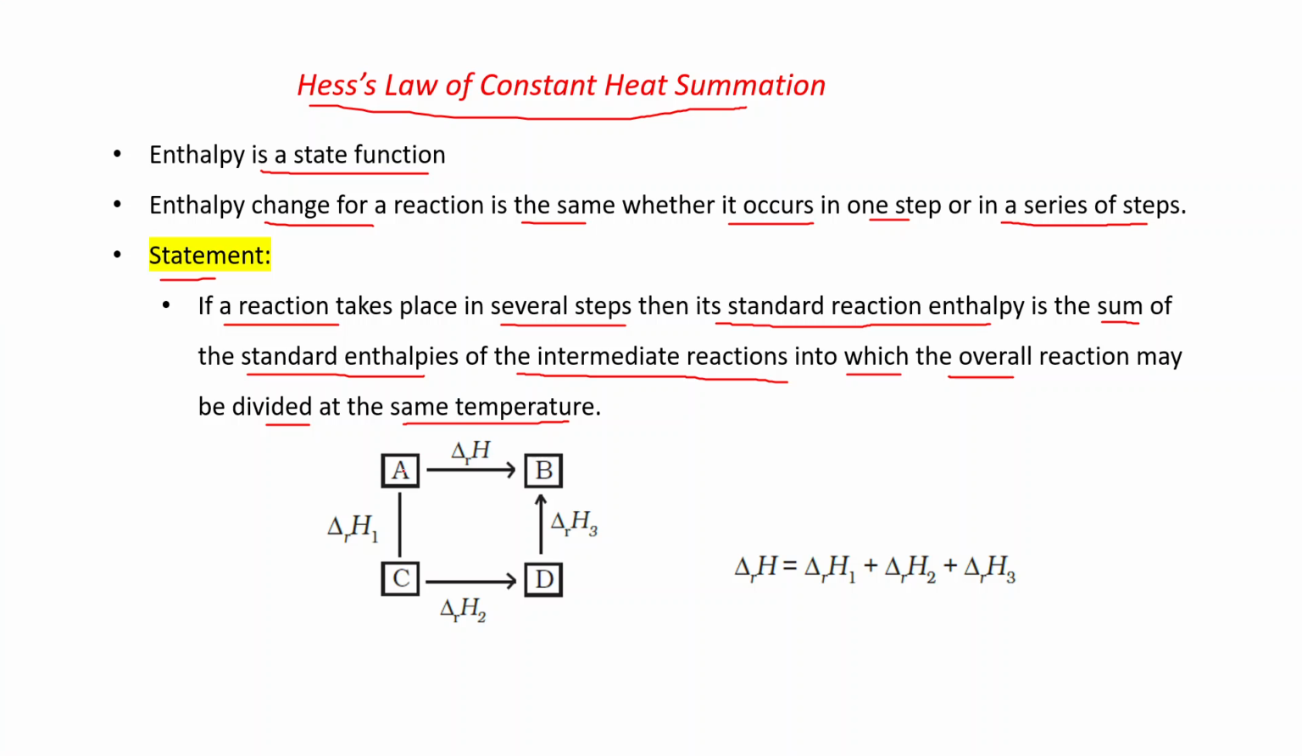Take one hypothetical example. A is converting into B, and for this the enthalpy of reaction is this. A can also be converted into B in another way. First A is converting into C, and for this step the enthalpy of reaction is delta R H1. Then C will convert into D, for which the enthalpy of reaction is delta R H2, and finally D converts into B, and for this the enthalpy change is delta R H3. Then according to Hess's law of constant heat summation, the enthalpy of reaction is the sum of H1, H2 and H3. That is, we add the enthalpy of each step, and this will be equal to the enthalpy change for the direct step.